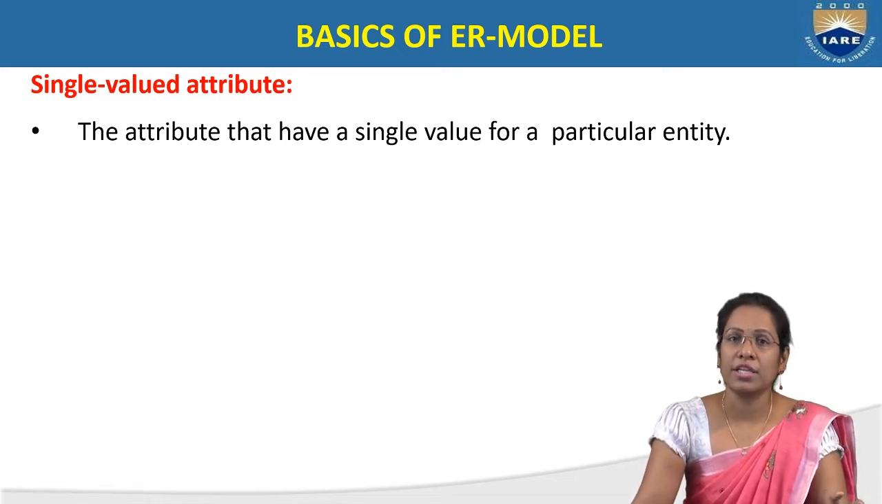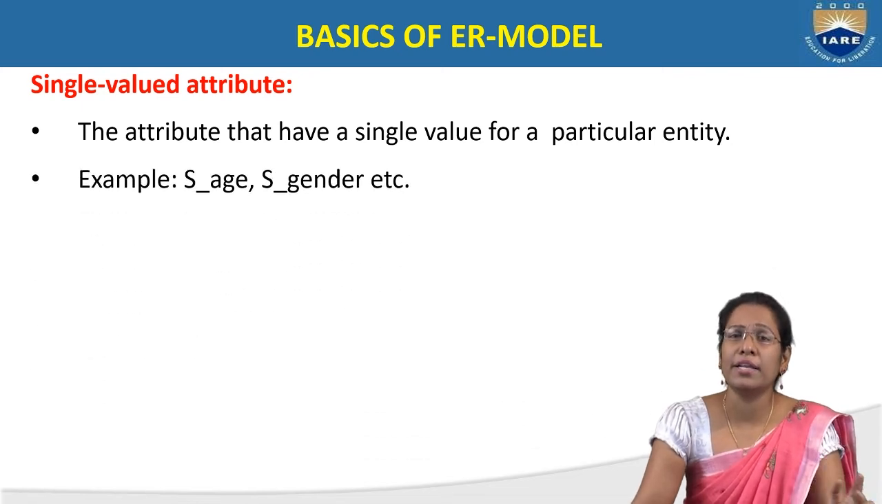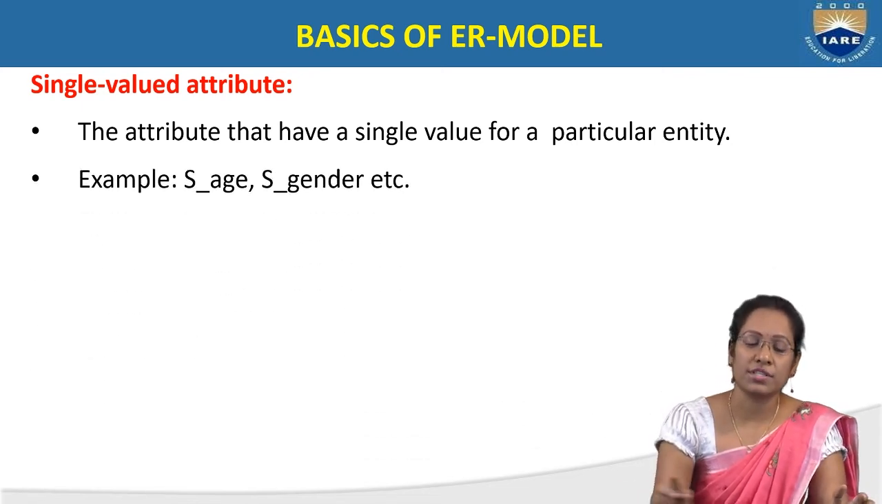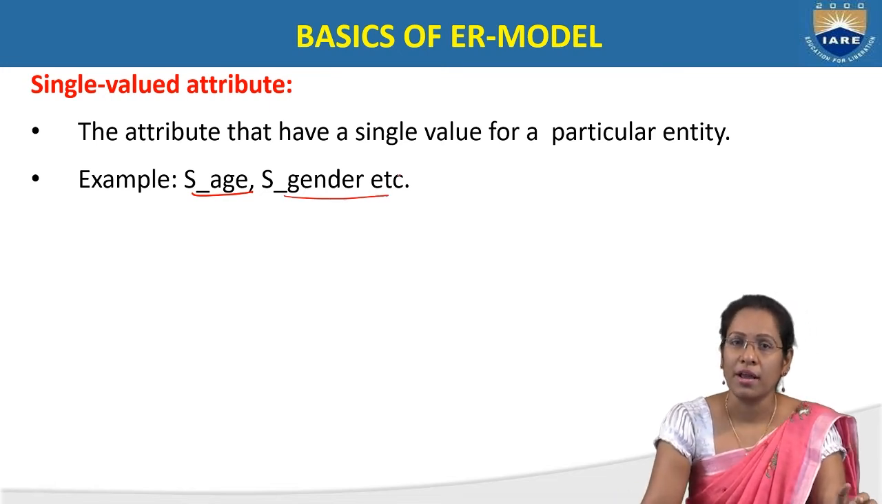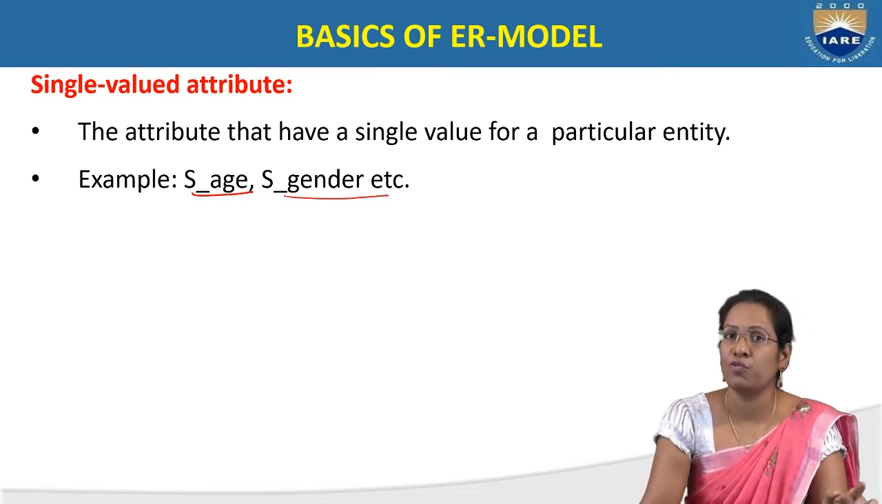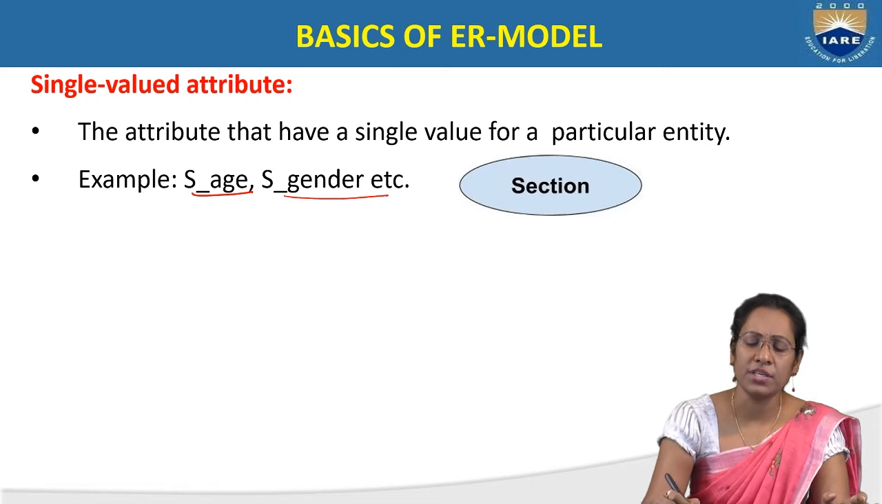For example, I can give here student age and student gender. Gender can have only one value, either male or female, and student age can be any one value. It does not contain multiple values. So student age and student gender come under the single valued attribute, where we can assign only one value for the attribute for the corresponding entity. And it is also represented by using an ellipse.